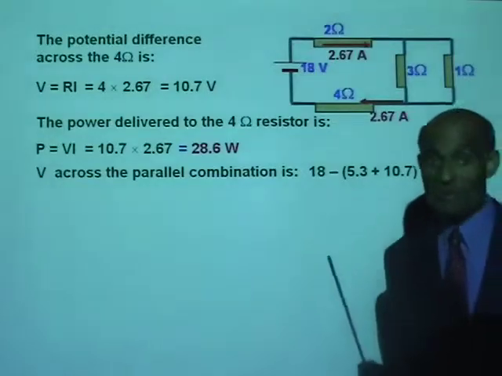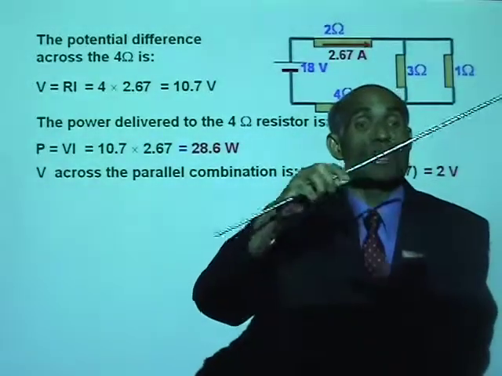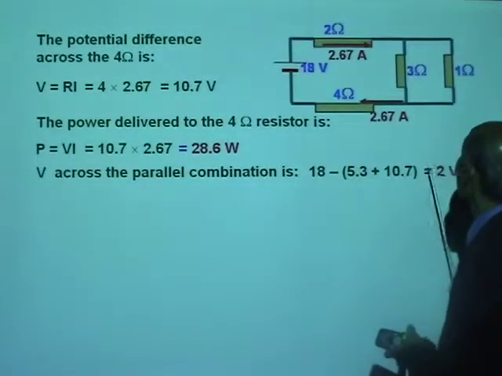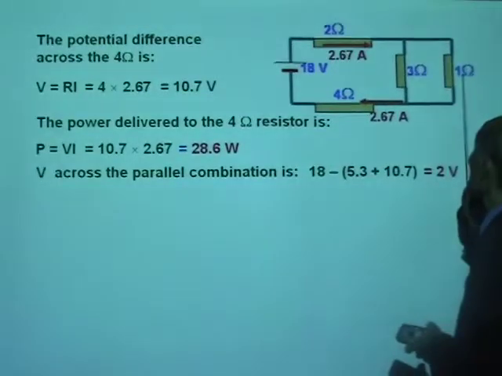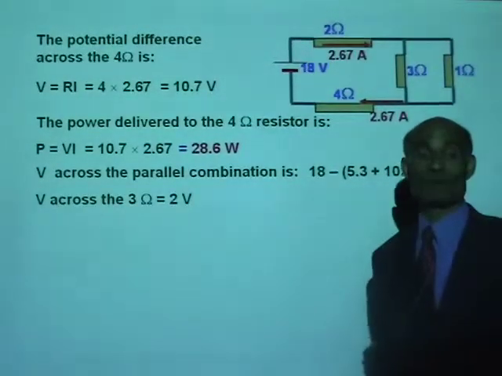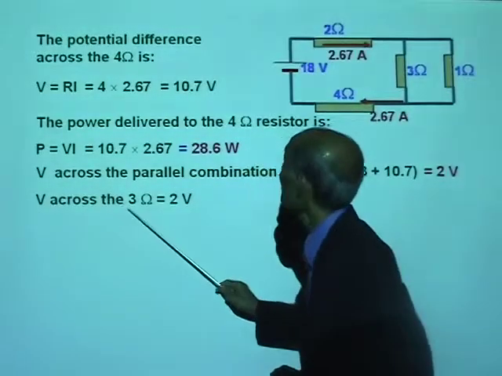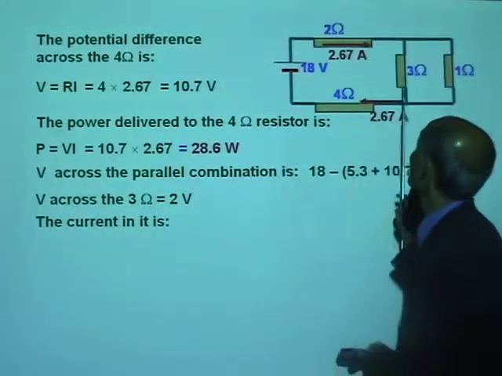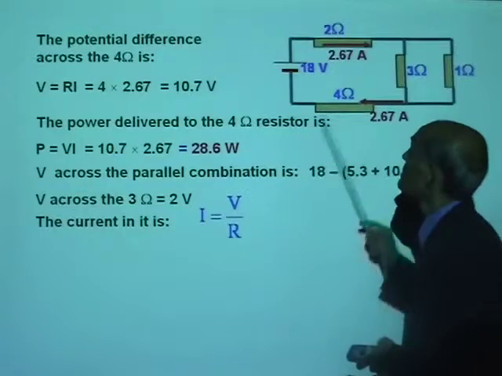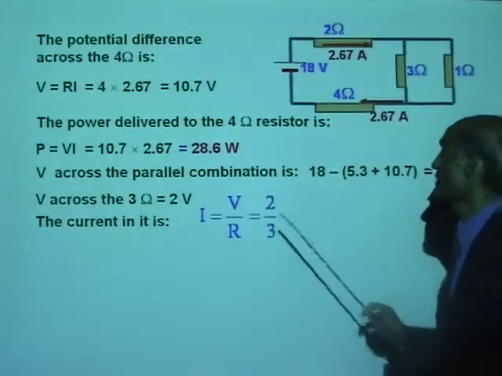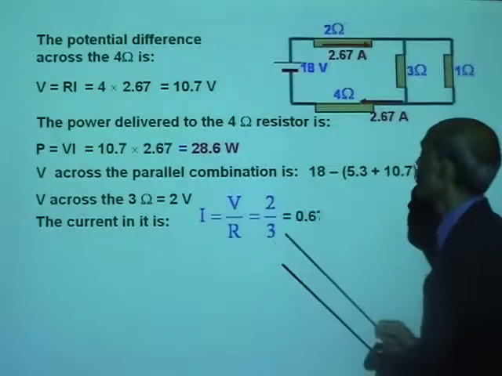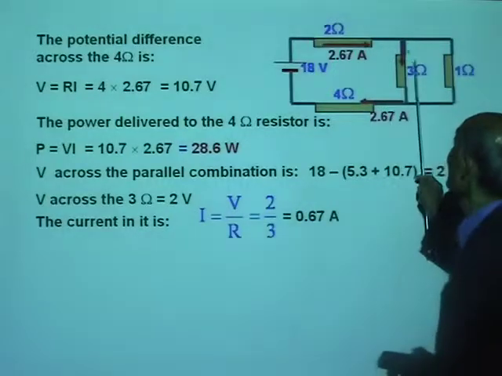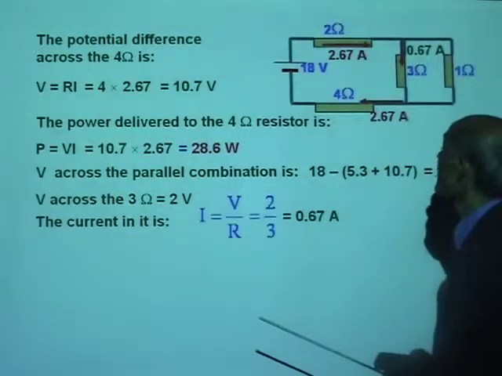It means, if resistors are in parallel, they will have the same potential difference. So the potential difference across the 3 ohm is 2 volt. The potential difference across the 1 ohm also is 2 volt. And therefore the current in the 3 ohm, can you calculate the current now? Current I equal to V over R, and that is 2 volt divided by 3 ohm, which is 0.67 ampere. There you are. So 0.67 ampere is the current there.